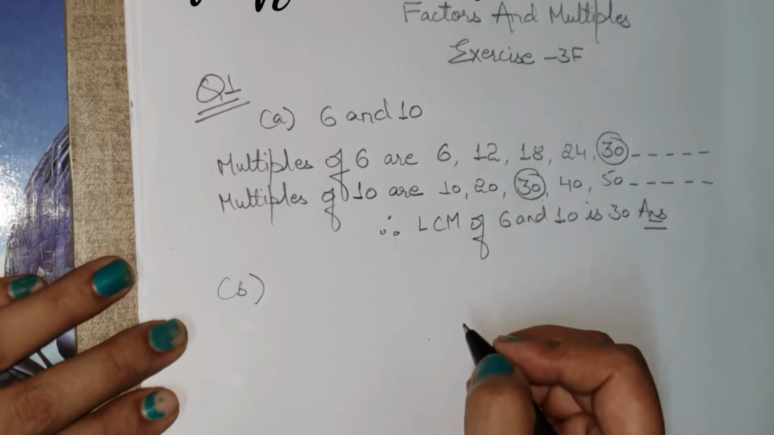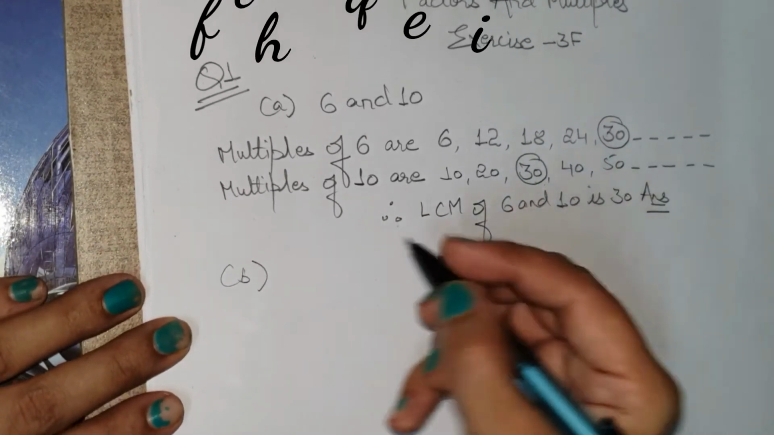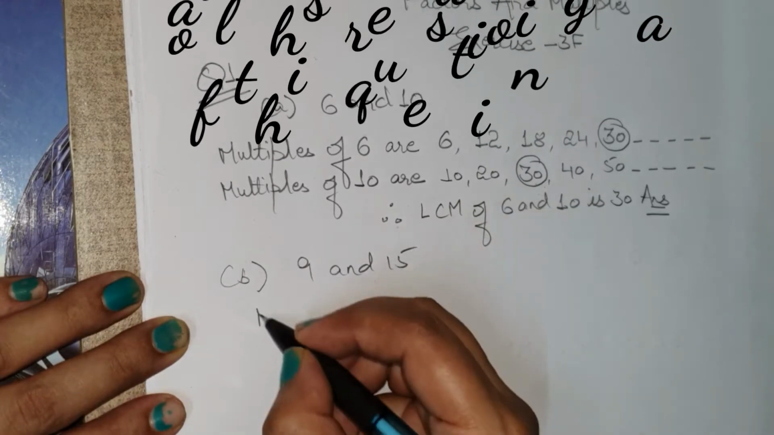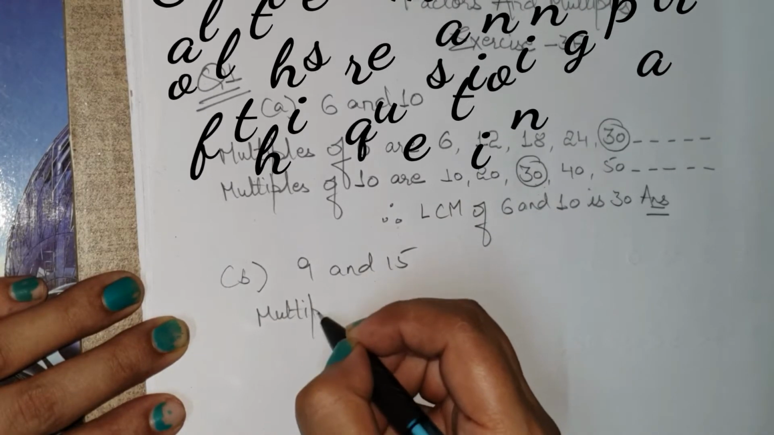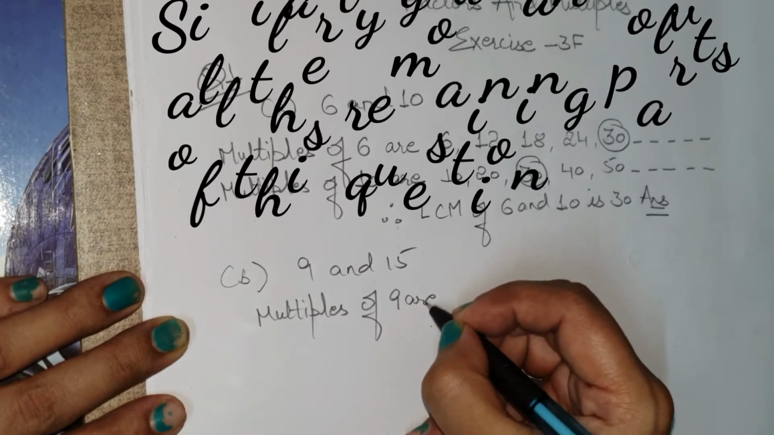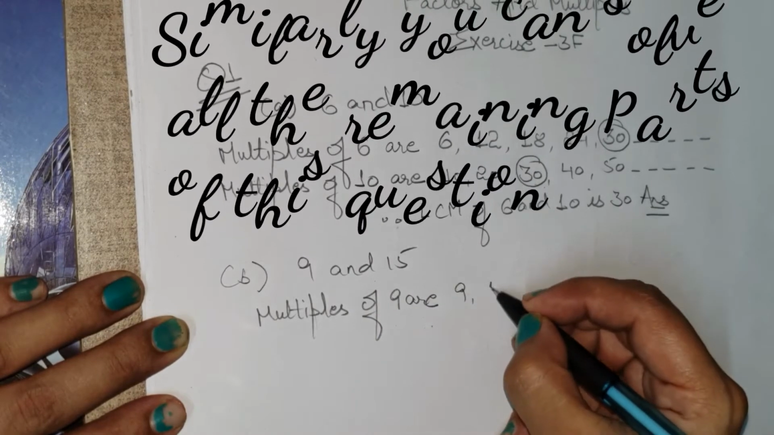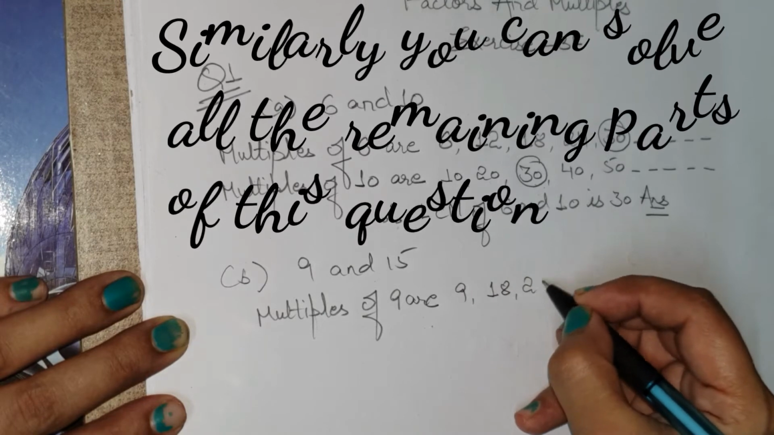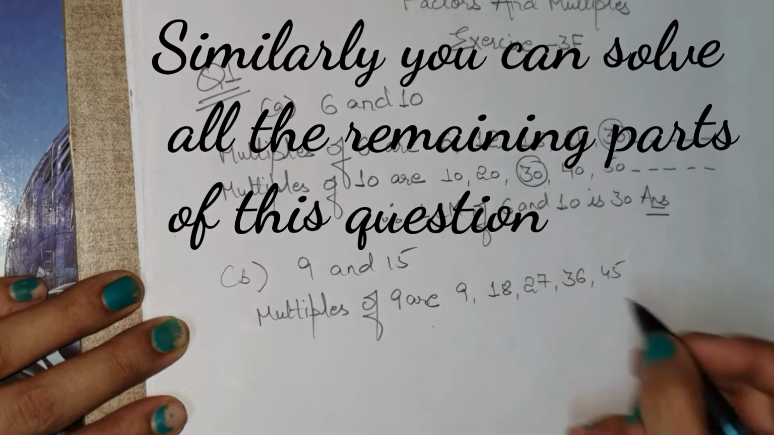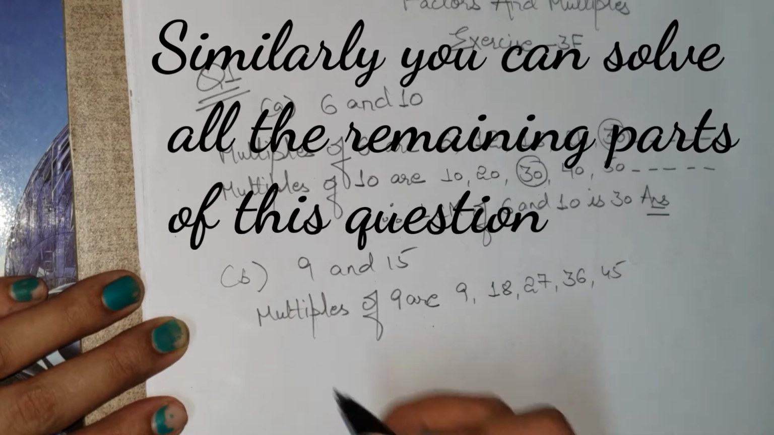Now let's move on to B part. In B part it is 9 and 15. So again we will write the multiples of both. Firstly the multiples of 9 till 5. 9 1s are 9, 9 2s are 18, 9 3s are 27, 9 4s are 36 and 9 5s are 45. So let it be till 5 only firstly.